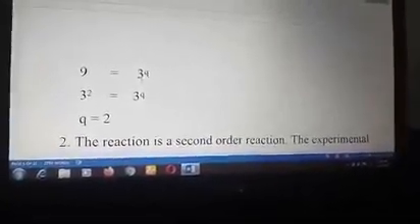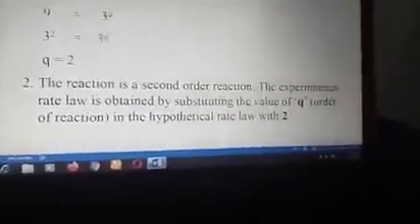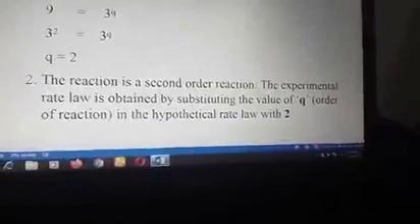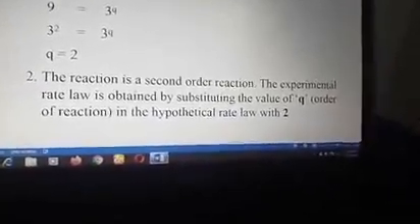They have the same base, so the 3 cancels out, and Q becomes equal to 2. So we have gotten the order of the reaction. The reaction is a second order reaction. Number 2 asks about the rate law, so we have done number 1.